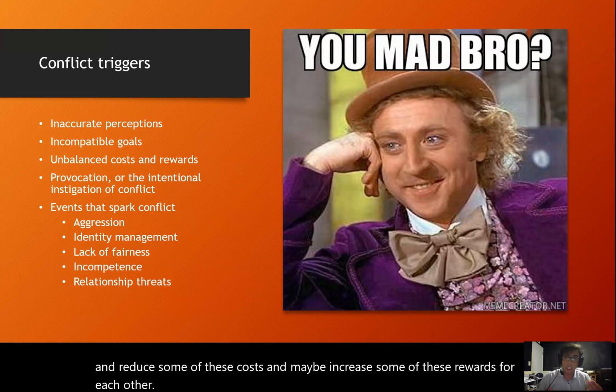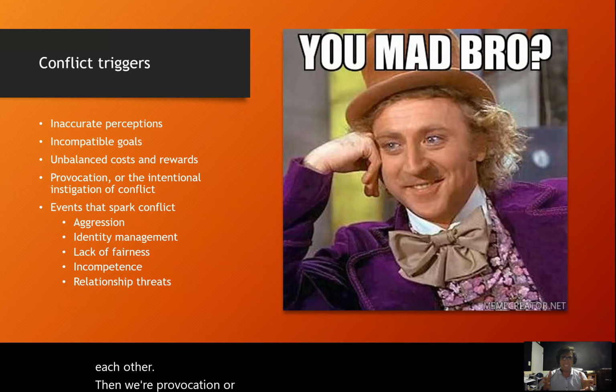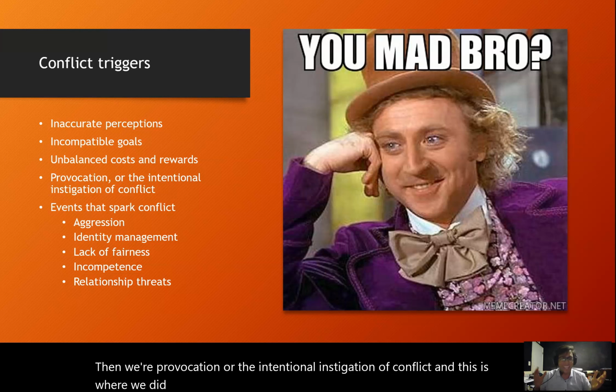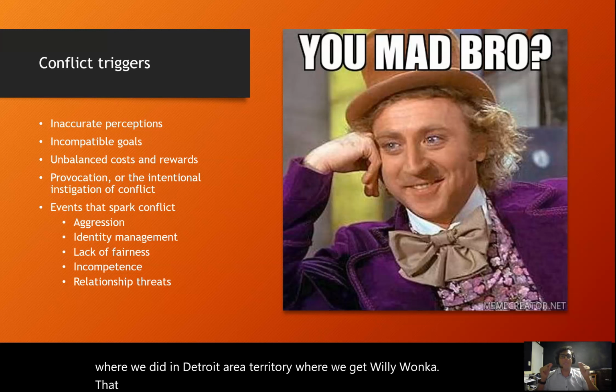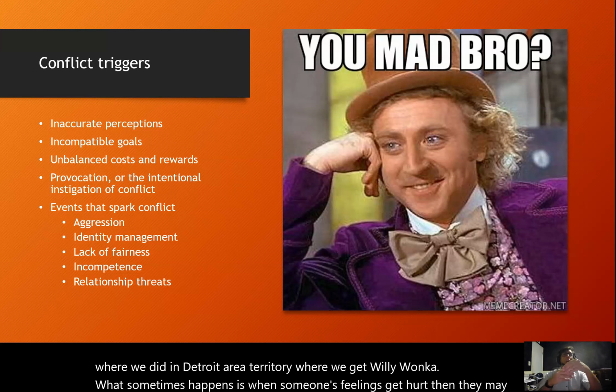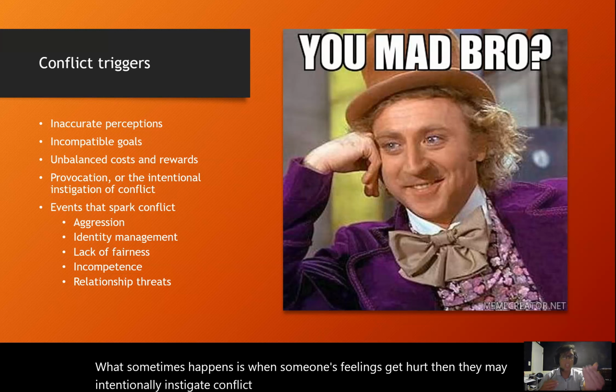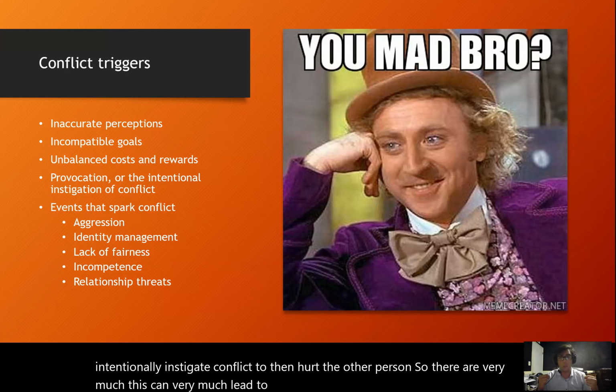Then we have provocation, or the intentional instigation of conflict. And this is where we get into troll territory, where we get Willy Wonka. What sometimes happens is when someone's feelings get hurt, then they may intentionally instigate conflict to then hurt the other person. So this can very much lead to an escalatory cycle regarding conflict.